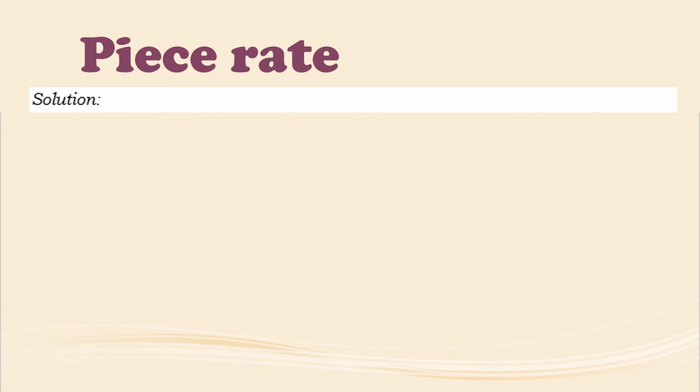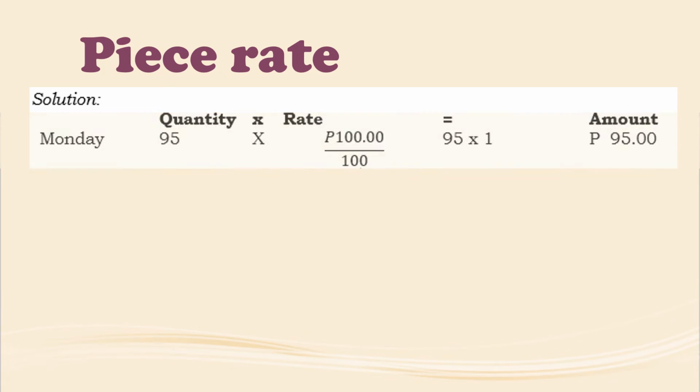For solution, let us see this. For Monday, she repacked and sealed 95 packs, and her daily rate is 100 pesos per 100 packs. Therefore, 95 times 1, her earnings for Monday is 95 pesos.